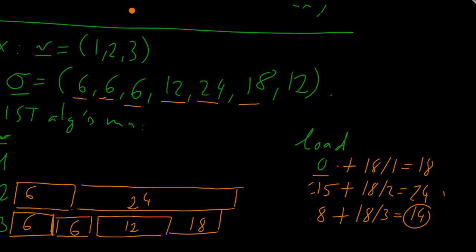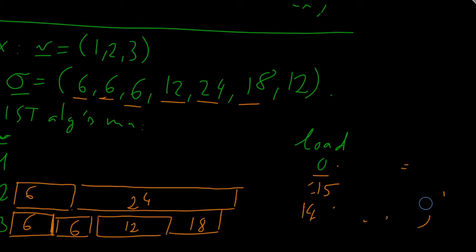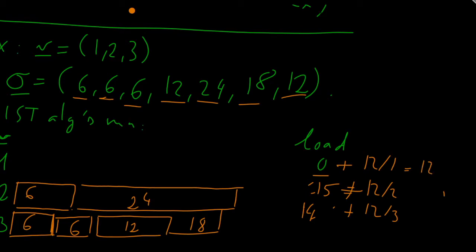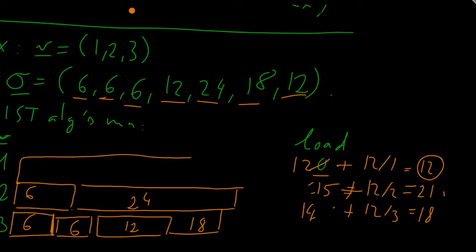Yeah, and the load of this guy is still a bit smaller than the load of the second guy. So right now we can have a feeling that the first machine won't ever get a job because it's too slow, but maybe this time. It's 12 divided by 1, plus 12 divided by 2, plus 12 divided by 3, so it's just 12, fine. And the other two are already larger than 12, so this time machine 1 will get the job. It's 21 and this guy is 18, so right now this guy is the winner and already has a load of 12, which is almost as large as the load of the others. Yeah, so this is basically how the list scheduling algorithm operates in this variant.